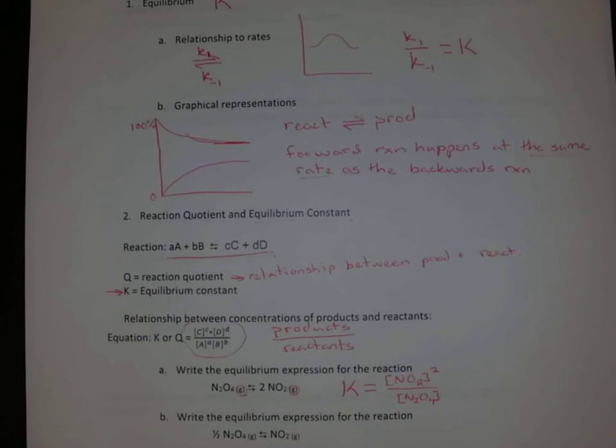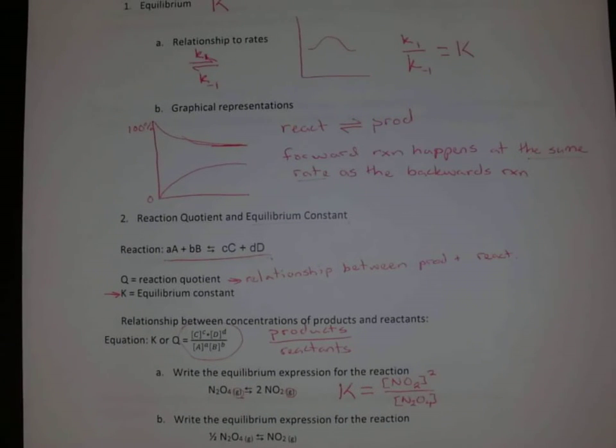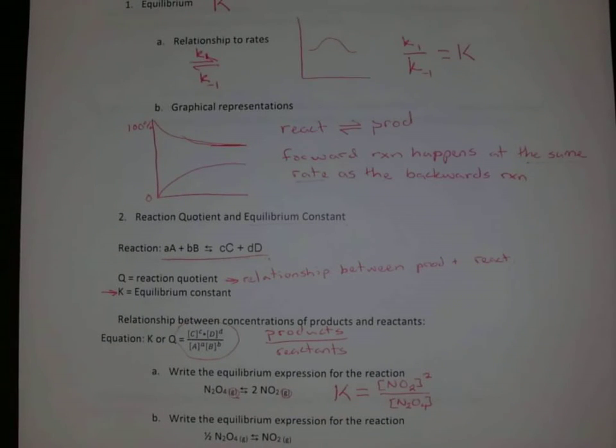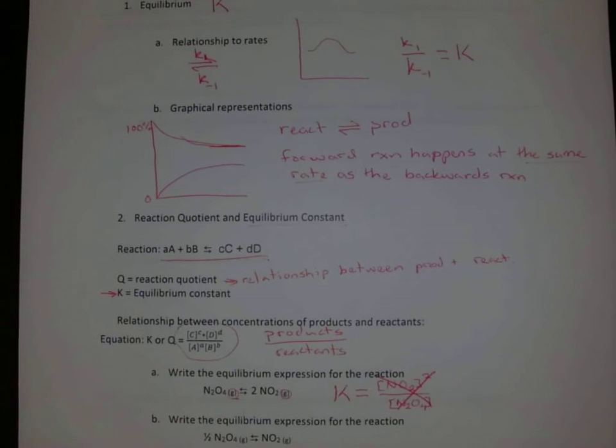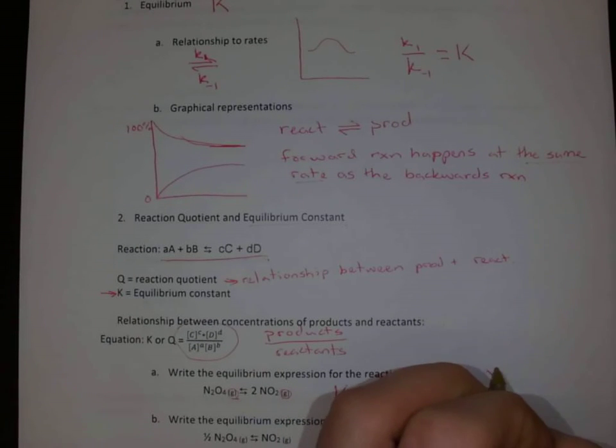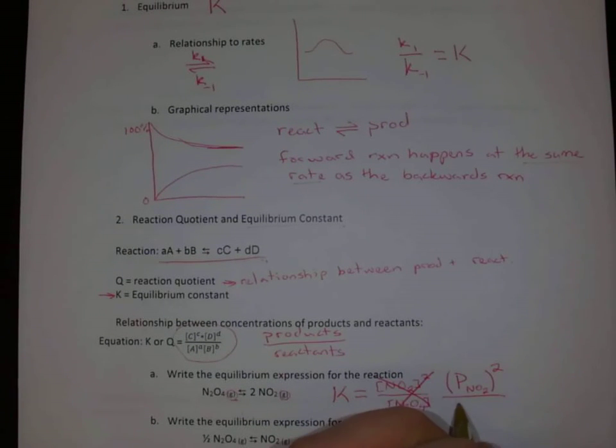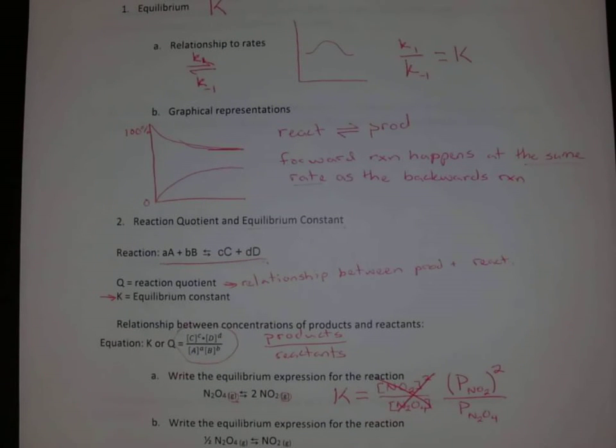Okay, so that's relatively easy, but we notice that we've got our states labeled here. So for our gases, rather than using concentrations, which aren't very easily measured with gases, what we're going to use are pressures. So whenever we have a gas, we are not going to use concentrations. Instead, we're going to use pressures. So the pressure for NO2 squared over the pressure of N2O4.